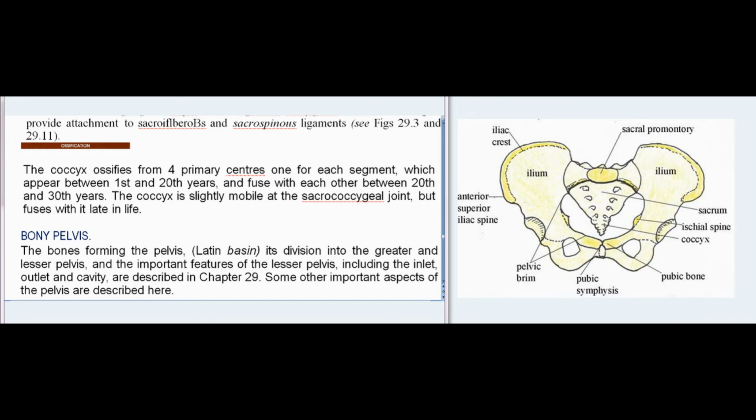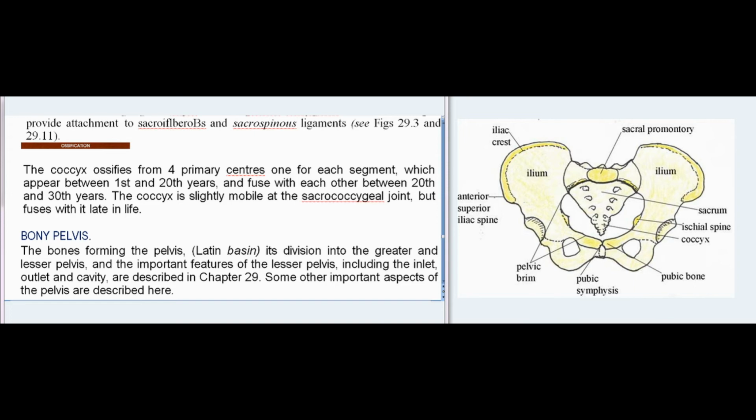The coccyx ossifies from 4 primary centers, 1 for each segment, which appear between the 1st and 20th years, and fuse with each other between the 20th and 30th years. The coccyx is slightly mobile at the sacrococcygeal joint, but fuses with it late in life.